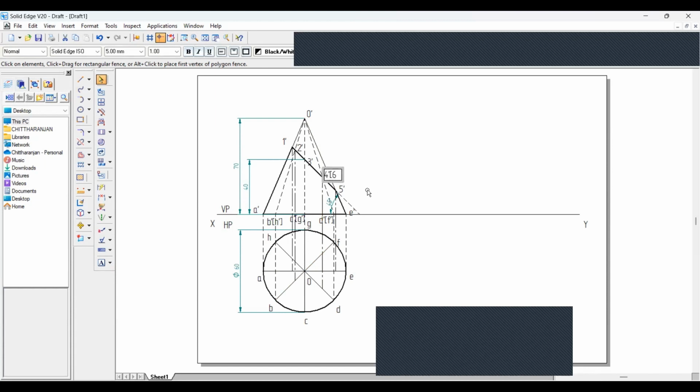Square bracket 6 dash, it is 7 dash with the square bracket, sorry, 7 dash. Extend this line, this is square bracket 8 dash.